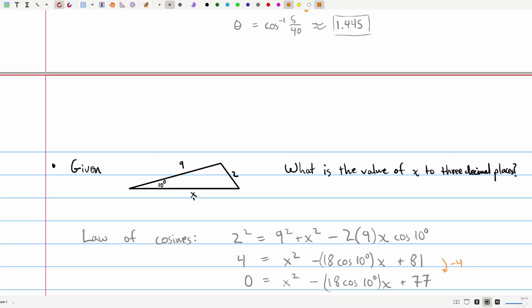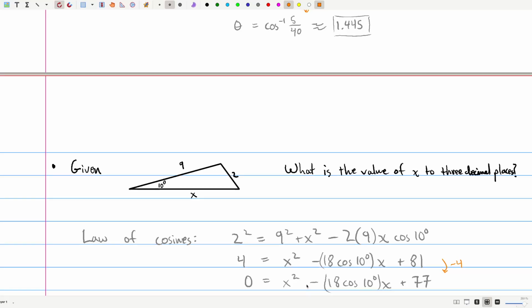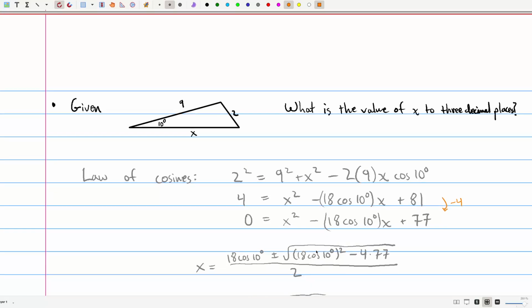And that gives us a quadratic equation. So whenever you have a triangle and you're using the law of cosines and one of the side lengths that's adjacent to the angle is unknown, it's going to be a quadratic equation that you have to solve. So given that it's quadratic, I use the quadratic formula here. So we've got negative 18 cosine 10 degrees. So negative b is 18 cosine 10 degrees plus or minus the square root of b squared. I don't need the minus sign in there. I can put it, but I'm squaring it anyway, so it doesn't matter. It will give you the same result. And then minus 4 times a, which is 1, times c, which is 77, all divided by 2a.